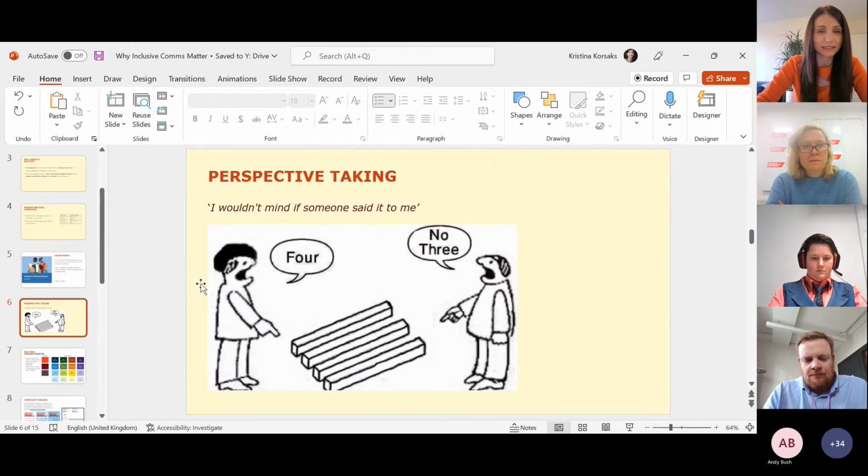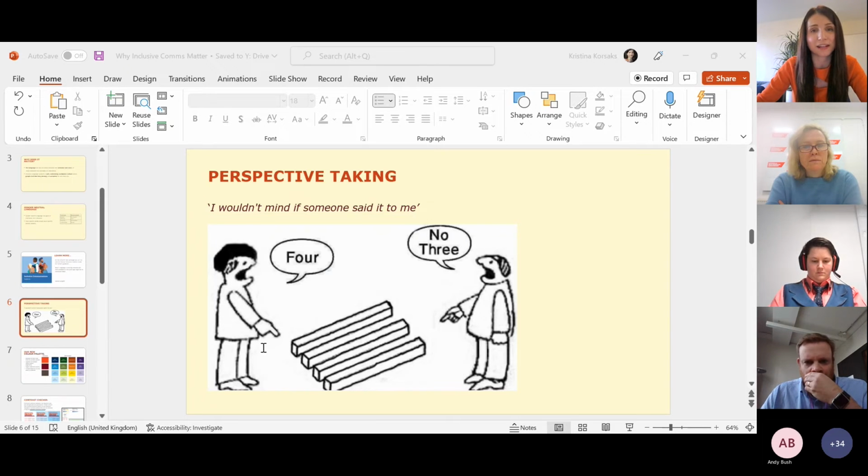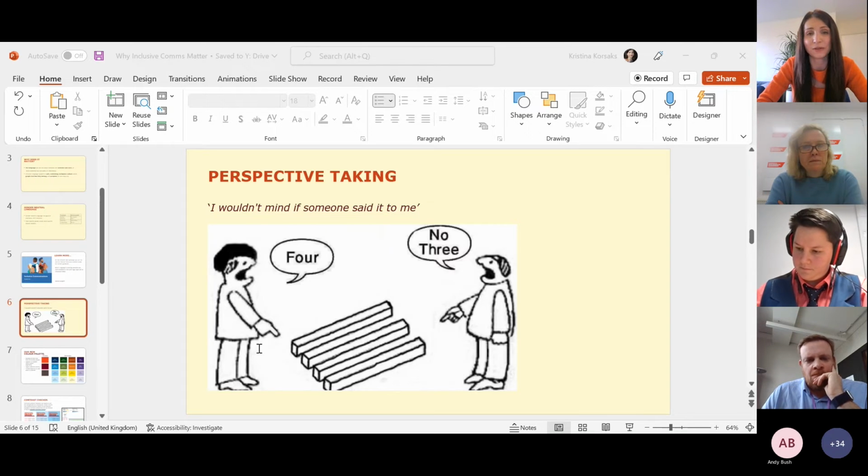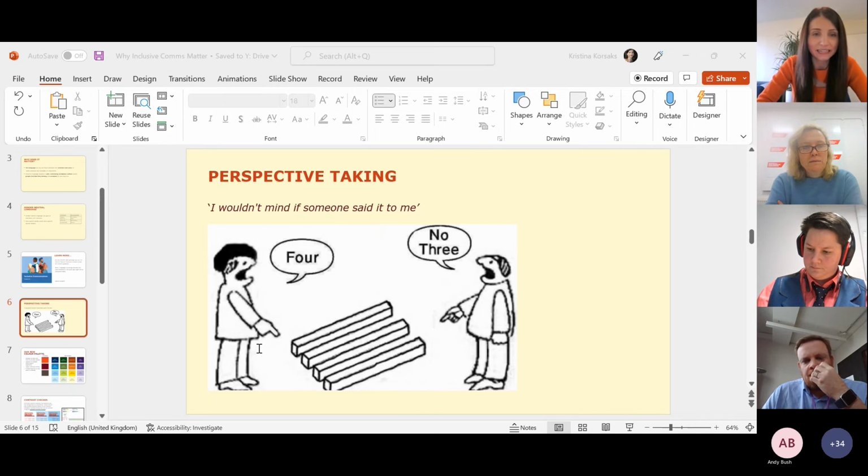The final thought I wanted to share with you is perspective taking. Have you ever found yourself thinking, well, I wouldn't mind if someone said that to me? That can be a real blocker to inclusive language, and is usually a failure of putting yourself in other people's shoes. Perspective taking is really a cognitive skill that involves projecting into another person's point of view. So you need to do a bit more additional work, and it can be really tough to imagine how other people would perceive some words or a situation.